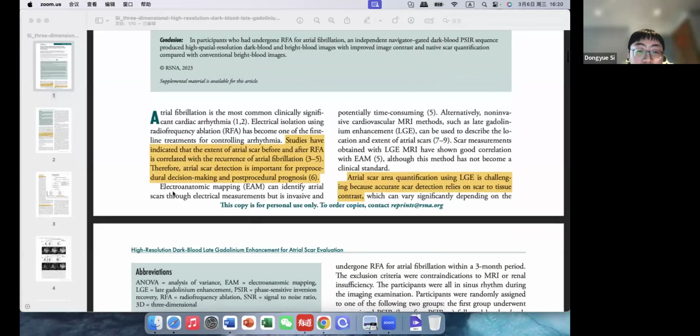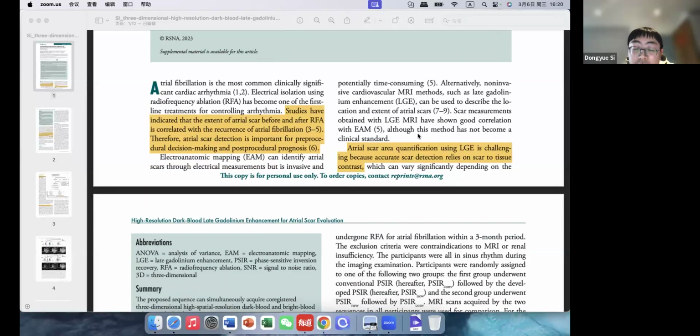Conventionally, electroanatomic mapping can be used to identify the atrial scar through electrical measurement, but this is an invasive method and can potentially be time-consuming. Alternatively, MRI LGE imaging provides a non-invasive method.